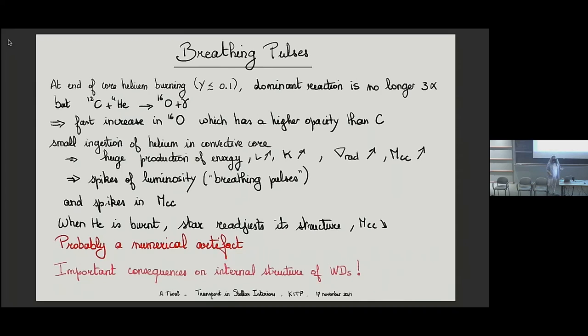The luminosity is going to increase very suddenly. Your convective core is going to increase very suddenly. So you're going to have spikes of luminosity and of convective mass. That's not right. I mean, physically, you have this huge star, so why would the tiny amount matter?